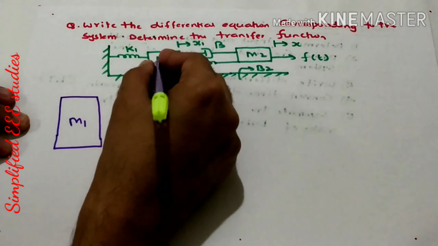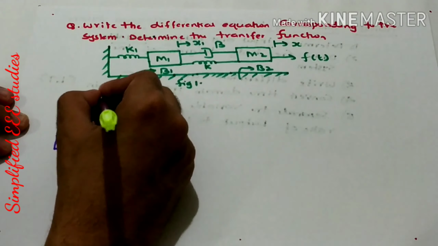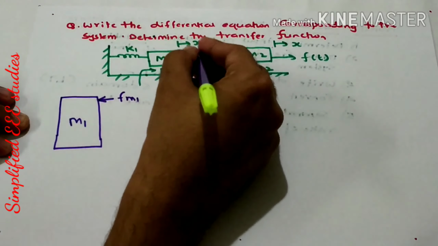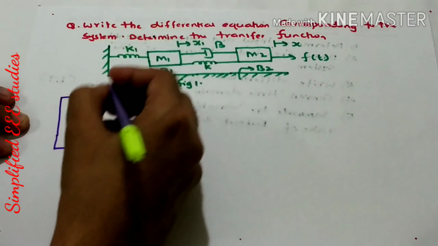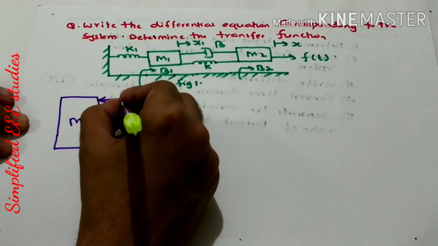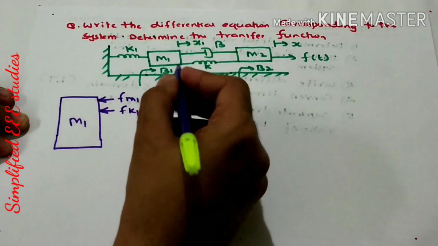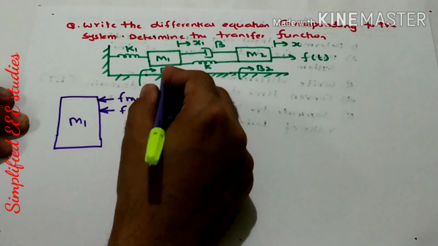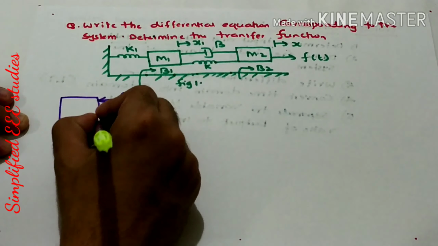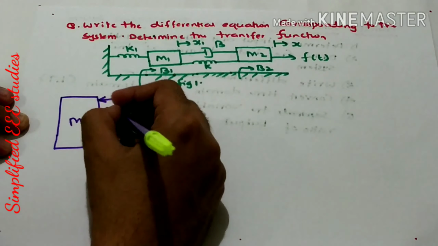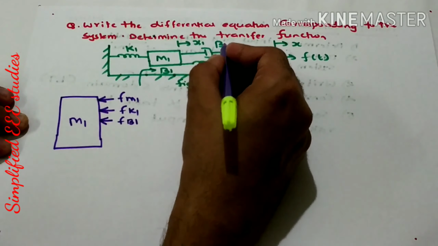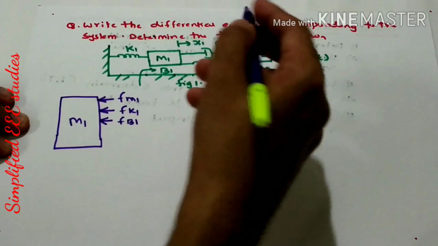Because of inertia, there is one force that is generated, termed Fm1. Then because of the spring, there will be one force that is opposing the motion of M1, denoted by Fk1. Similarly, because of the dashpot B1, there is friction, one force acting opposite to M1, which we denote by the letter Fb1. Likewise, there is another force which is due to Fb.